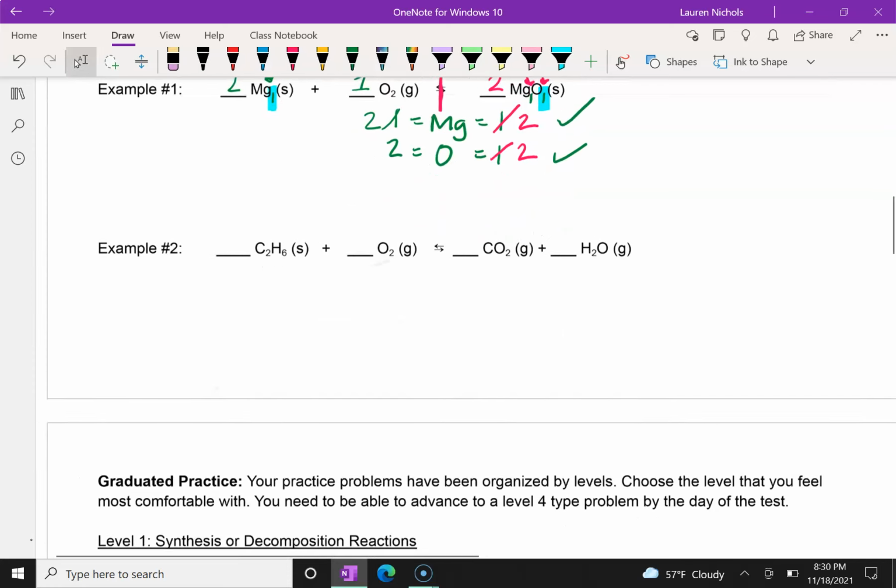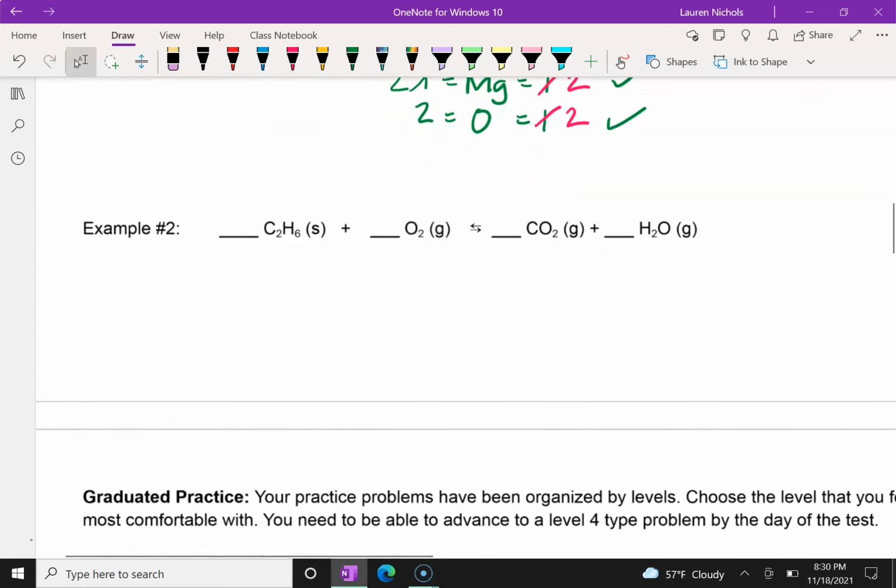Now, example number 2. What I want us to look at here is a combustion reaction. It's got only carbon, hydrogen, and oxygen, and it's going to be a little more complicated. The reason why is because oxygen is in 2 different places on the product side. So it can be kind of tricky, and we're going to have to pay attention.